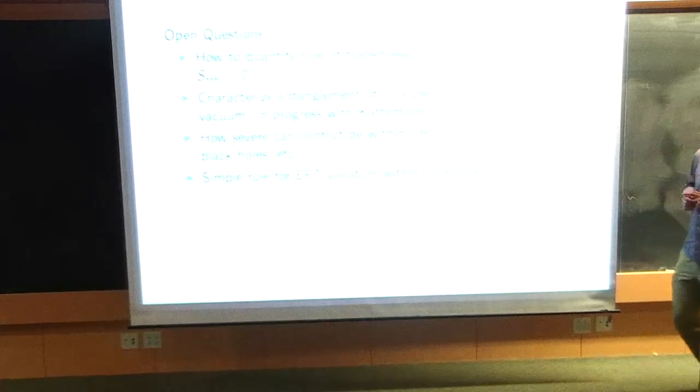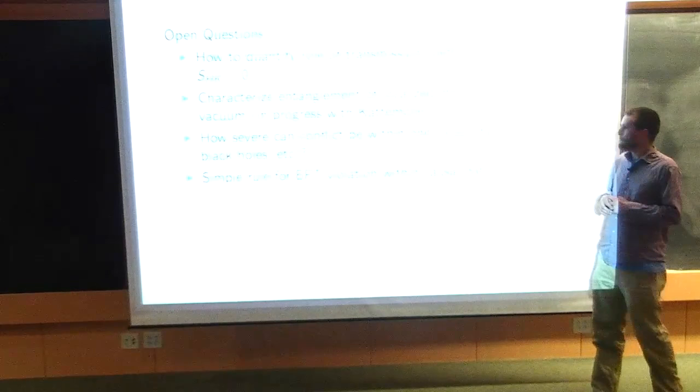There's not a paper in the literature that I've been able to find that explains that, that calculates that. Of course, I've been emphasizing we want to know how severe can the conflict be within one causal patch, and can we invent some kind of a simple rule for effective field theory violation within the causal patch?